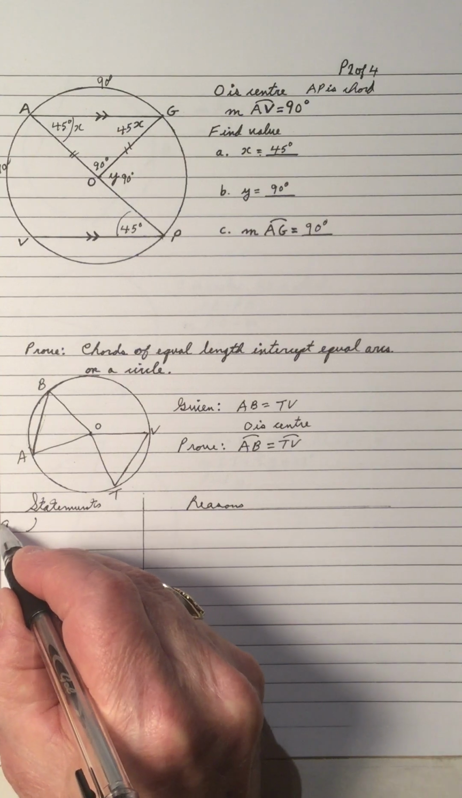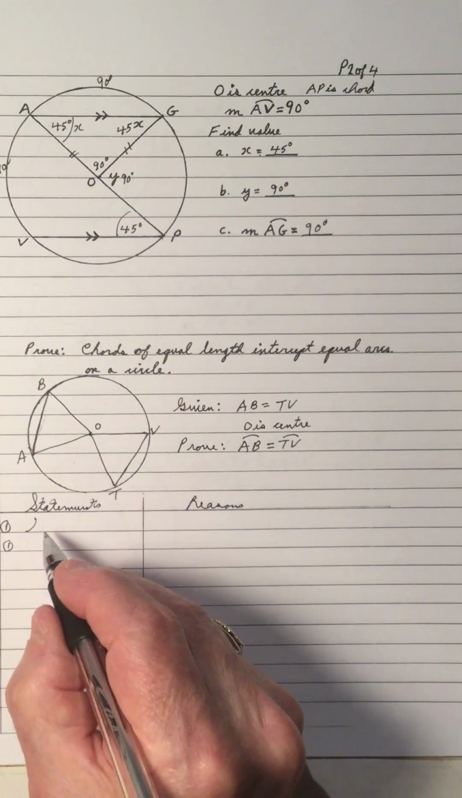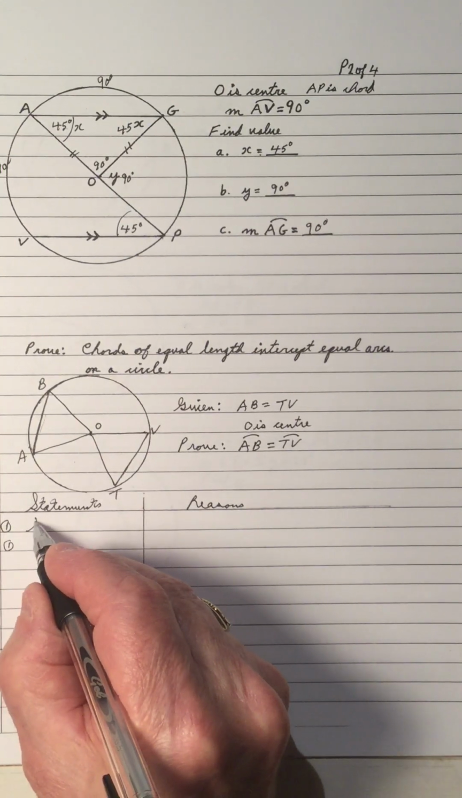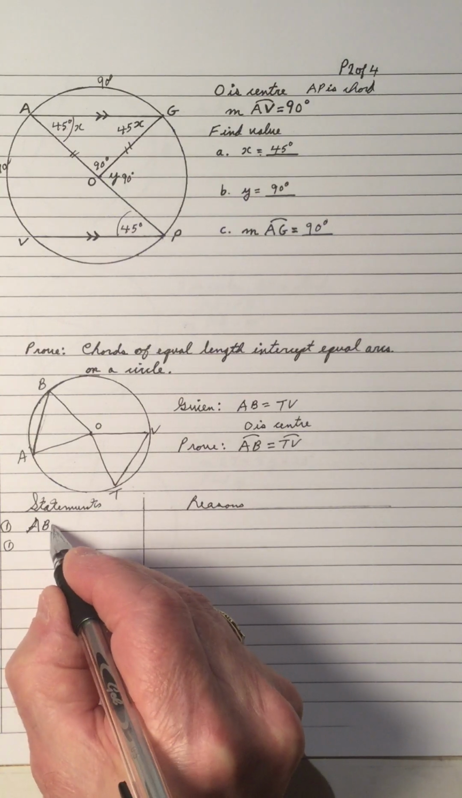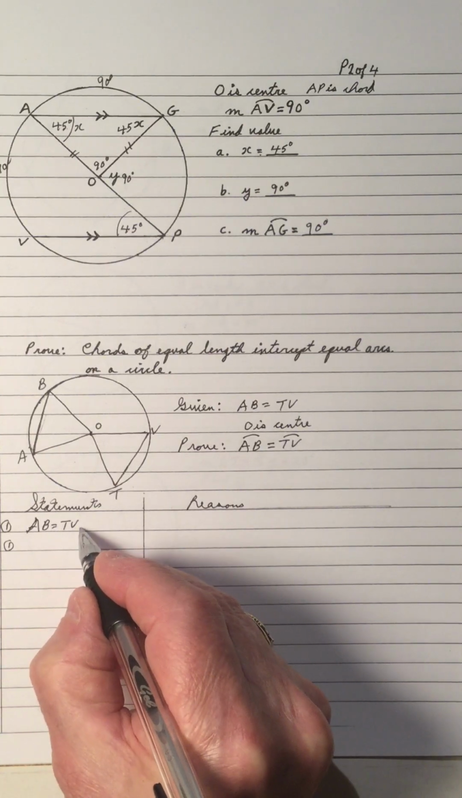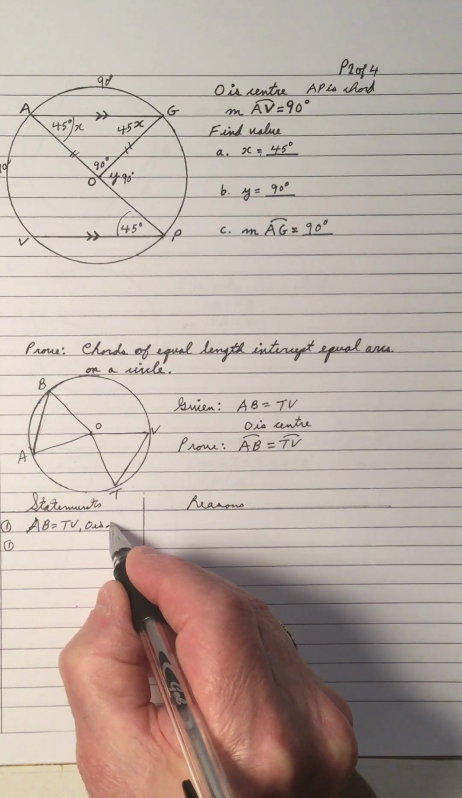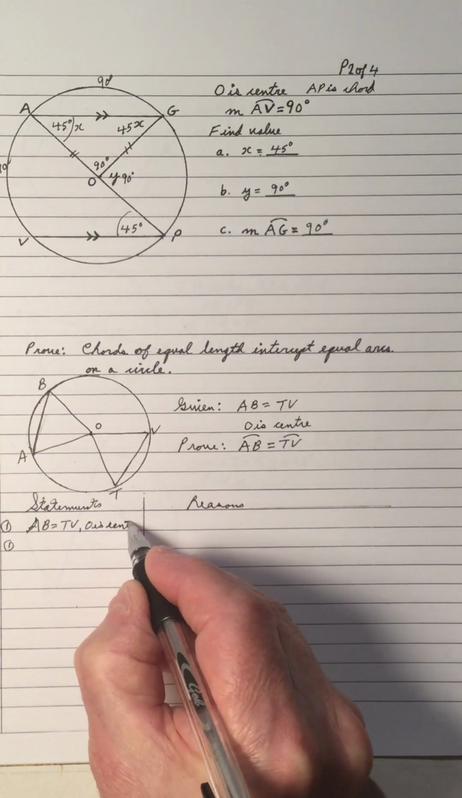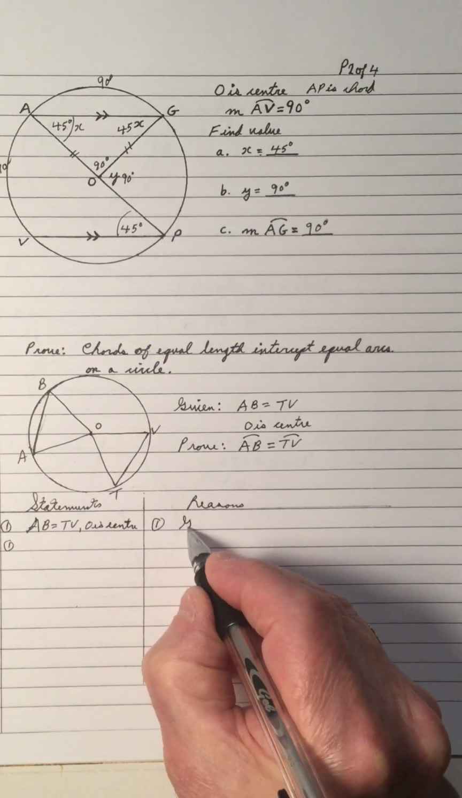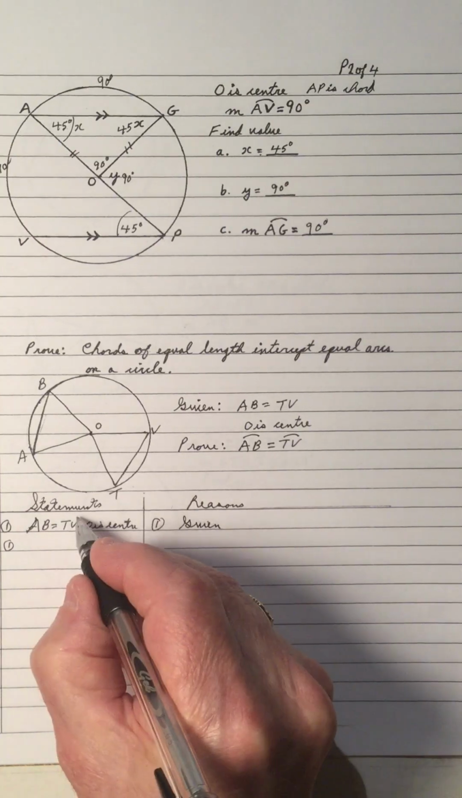So let's do number one right here. Statement. We got the givens. So we got AB is equal to TV, and we got O as the center. Let's put that in number one. So this is what I call the givens.